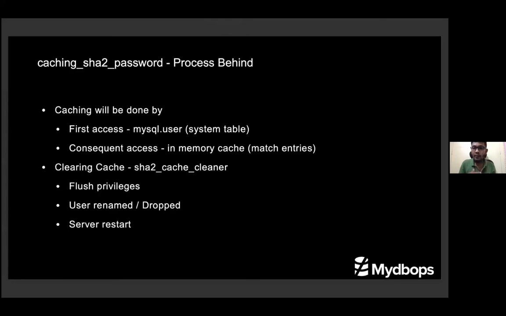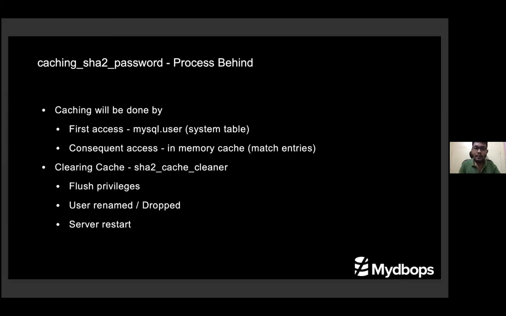Whenever we are accessing MySQL, at first it will go to the mysql.user system table and match the password. When the password matches, we are able to log in to MySQL. At the same time, caching will put it in an in-memory cache. Whenever the same user tries to log in with another attempt, instead of going to the MySQL table, it will match the password in memory itself. So the caching will be faster, and the authentication will be faster.